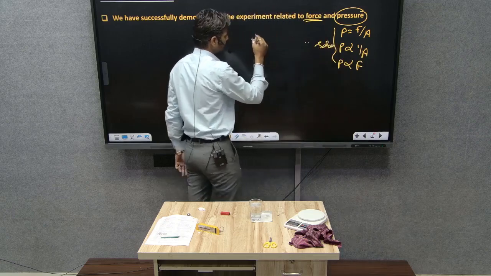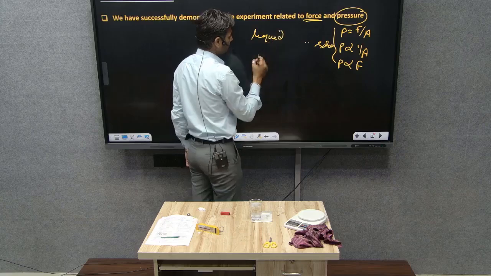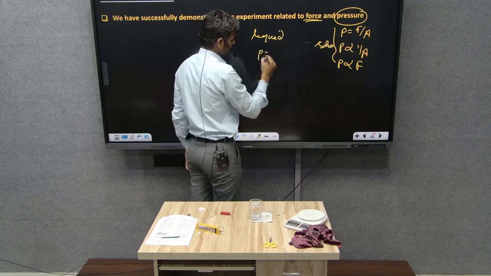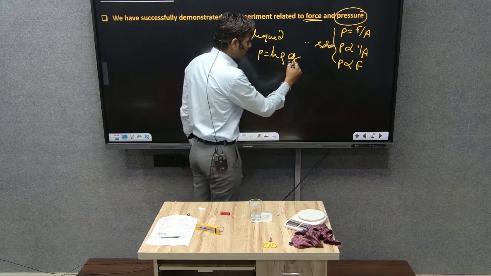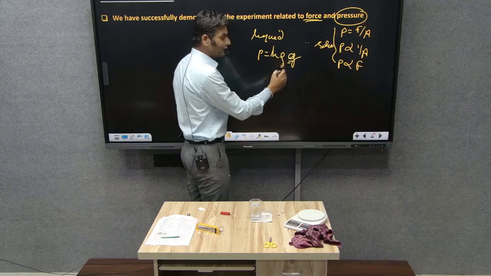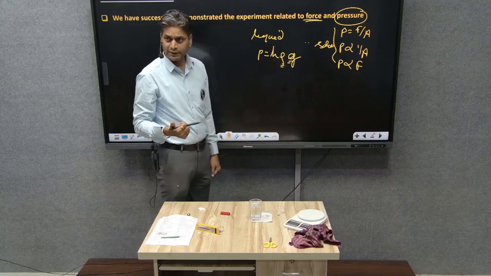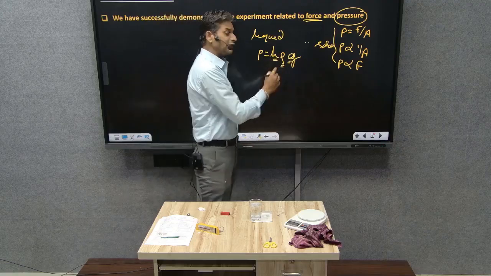And liquid pressure depends upon which factors? H, rho and g. g is the gravity. Rho is the density, that is the material of the liquid, which material we are using. H is the height from the upper meniscus.